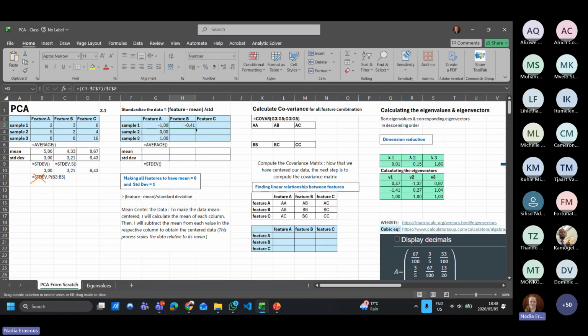We can drag and drop. How do I drag and drop? If you go to the bottom right-hand corner of your block, your cursor will change from white to a black cursor. Click, hold it in, drag it down, and release. That is how you can do that, if there were some people that have not been able to do that yet. So that is how we're going to get the standardized version. We're standardizing our data.